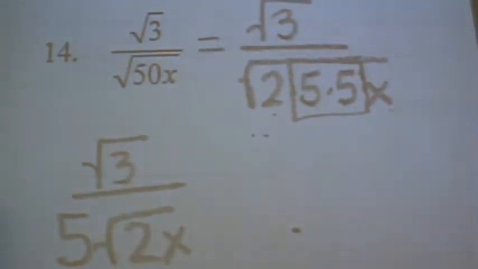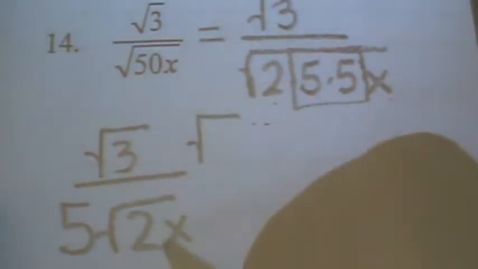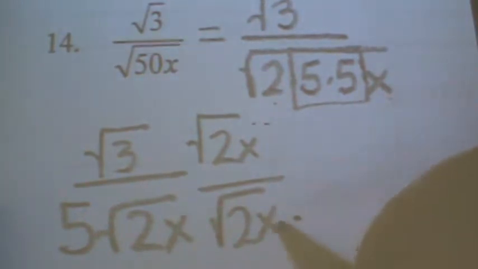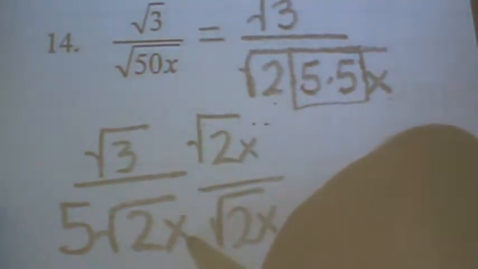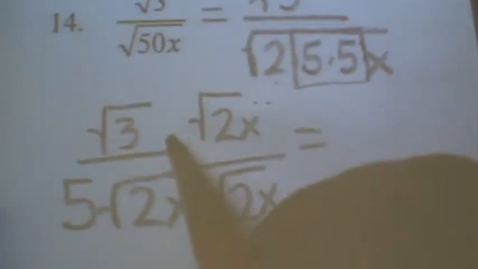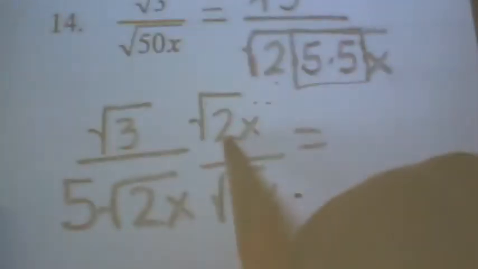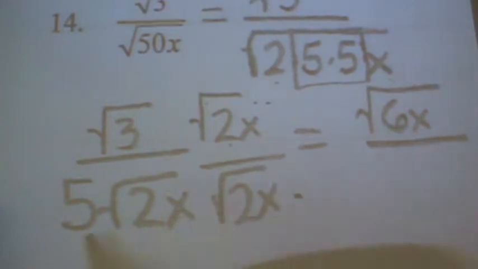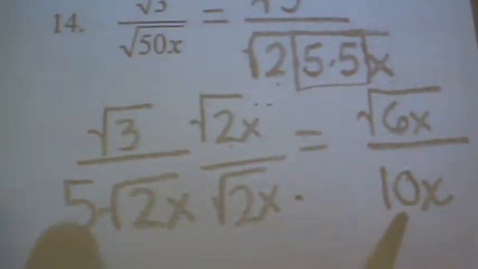Excellent. Now, what's wrong with this problem is you've got a radical here. We don't want that. So we're going to multiply the top and the bottom by root 2x. So you end up with, what's root 3 times root 2x? Root 6x, and then the bottom, what do you have? A 5, a 2, and an x. What's that? 10x. 5 times 2 times x, which is 10x.